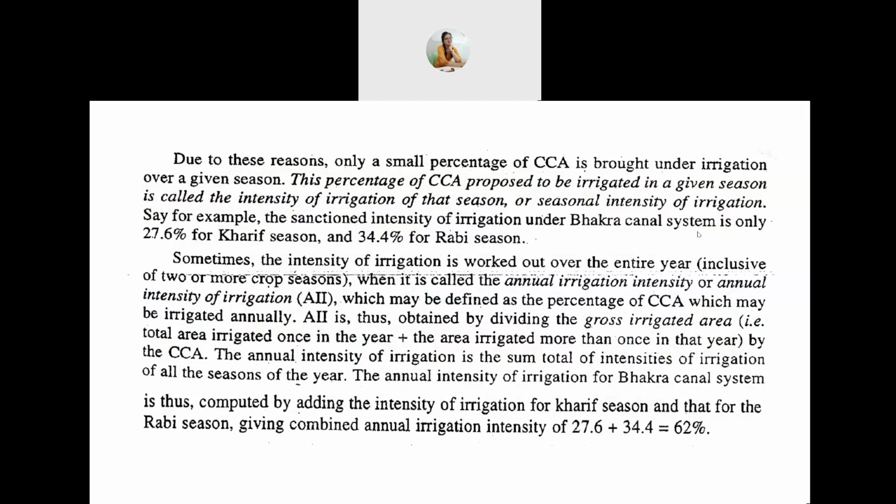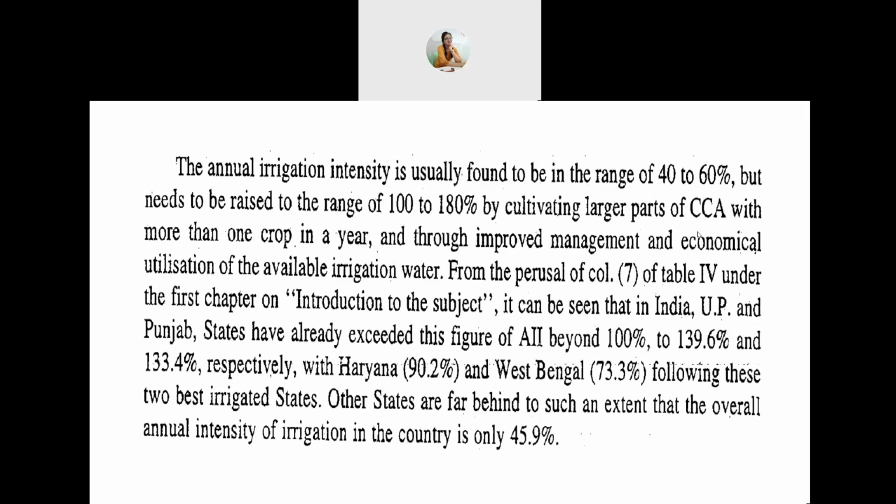The annual intensity of irrigation for the Bhakra canal system is thus computed by adding the intensity of irrigation for Kharif season and that for the Rabi season, giving a combined annual irrigation intensity of 27.6 plus 34.4, which is equal to 62%. The annual irrigation intensity is usually found to be in the range of 40 to 60%, but needs to be raised to the range of 100 to 180% by cultivating larger parts of CCA with more than one crop in a year and through improved management and economical utilization of the available irrigation water.